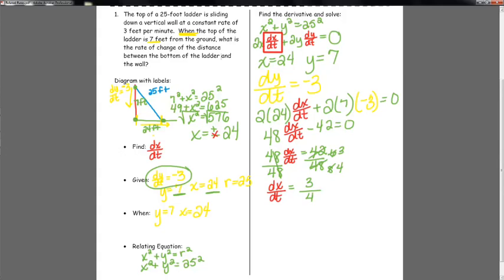moving in a positive direction, so it's moving right 3/4, let's get our units, feet per minute. So every 4 seconds the ladder moves right 3 feet. And there we go. We're going to do a lot of these types of problems in class.